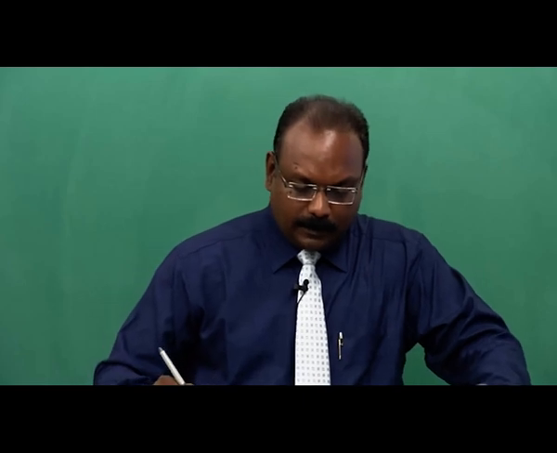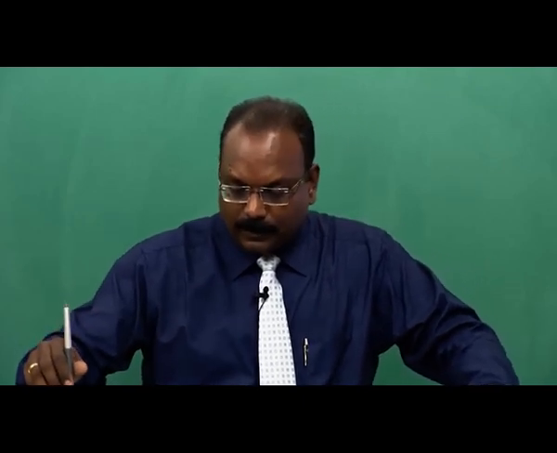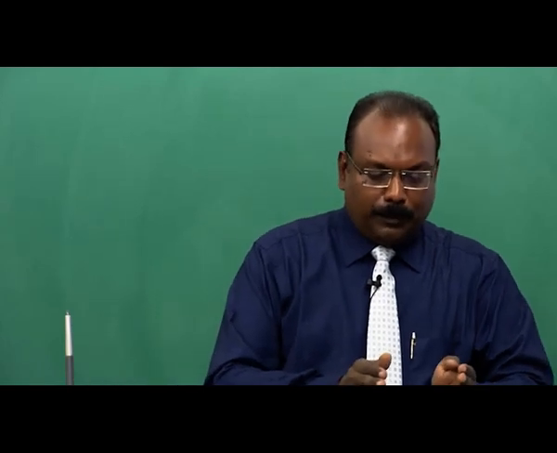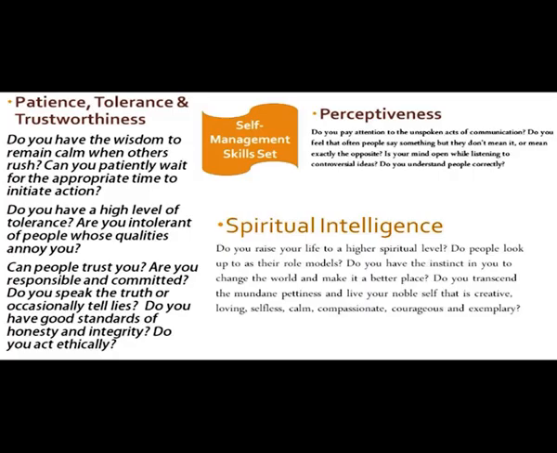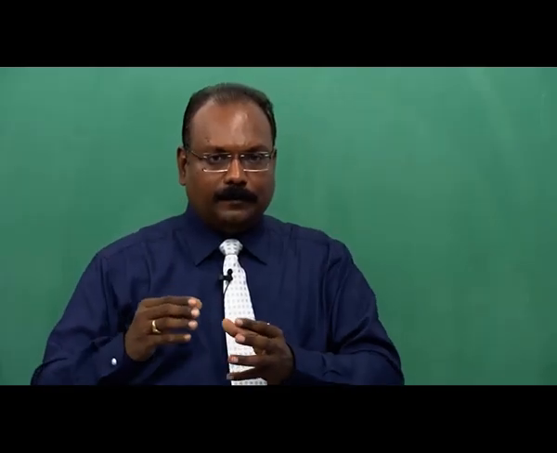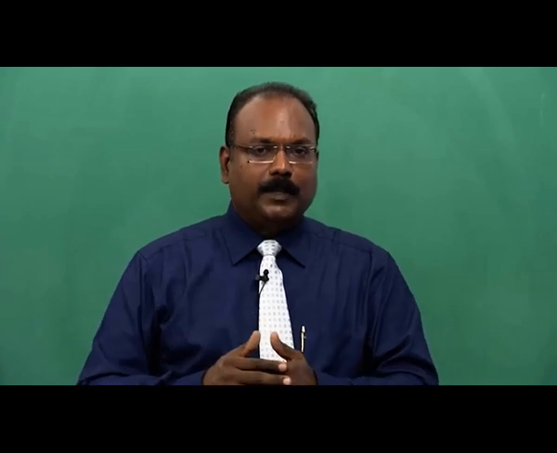Now let's look at the next three important skill sets that you need for self-management. I have put patience, tolerance and trustworthiness as one skill set because they are more or less close to each other. Now, what do I mean by being patient? Why is it an important soft skill? Because you need to have the wisdom to remain calm when others rush. You might have heard of the proverb that fools rush in where angels fear to tread. Even when angels are afraid of taking a path, fools rush, they run. Even when wise people are afraid of doing something, foolish people will commit, they will do it.